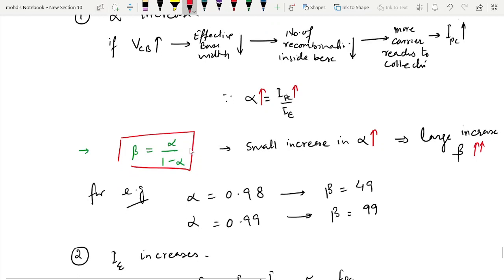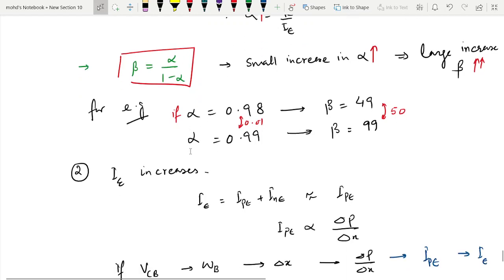For example, if alpha value is 0.98, then beta will be 49. If alpha is 0.99, then beta will be 99. So we can say there is only a 0.01 increment in alpha, which leads to approximately a 50 times increase in beta, from 49 to 99.